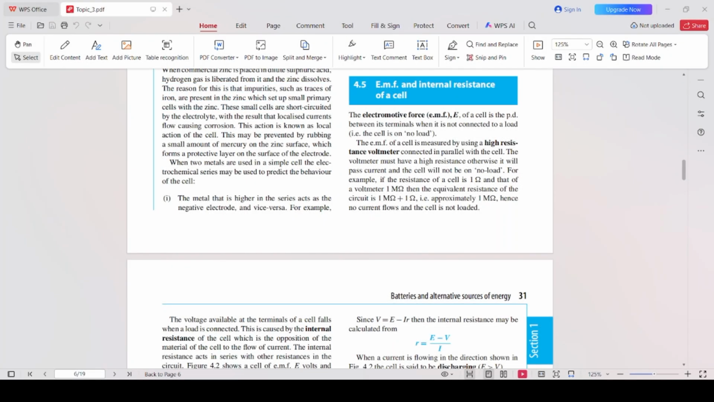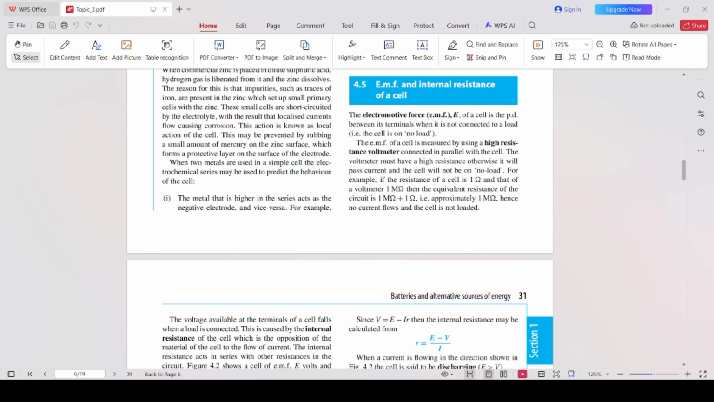So we can also talk about the EMF and the internal resistance of a cell. The electromotive force, which is the EMF of a cell, is the potential difference between its terminals when it is not connected to a load, i.e. the cell is on no load. The EMF of a cell is measured using a high resistance voltmeter connected in parallel with the cell.